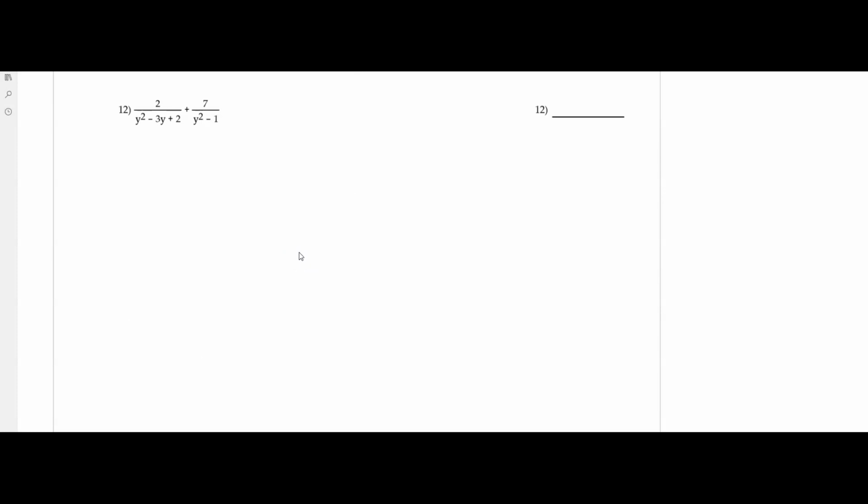All right, so now we have addition of two fractions, but now we have different denominators. So I cannot just add these two, right? So we talked about that.